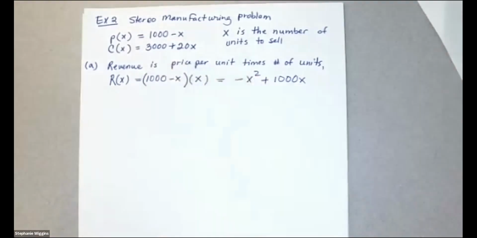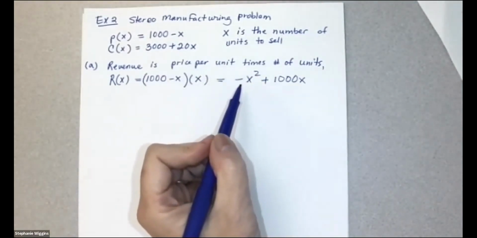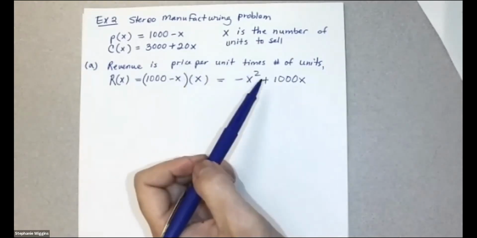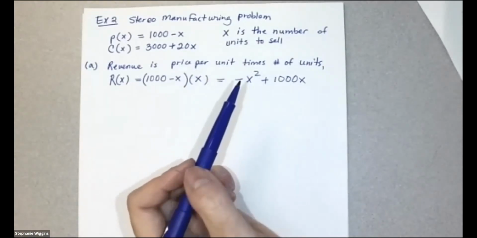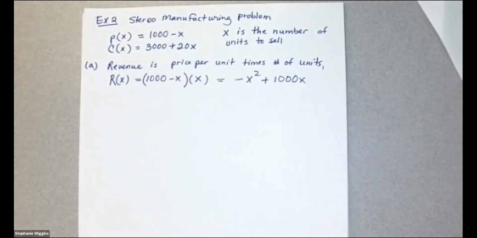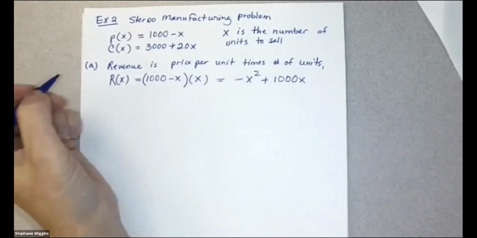And then switch the order. I always like to have it in standard order. And standard order for a polynomial is you put the highest degree term first. So that's why I switched the order there. Okay, so this is our revenue function.